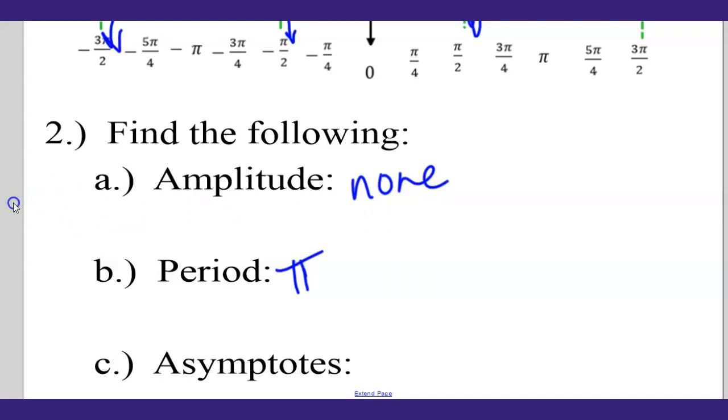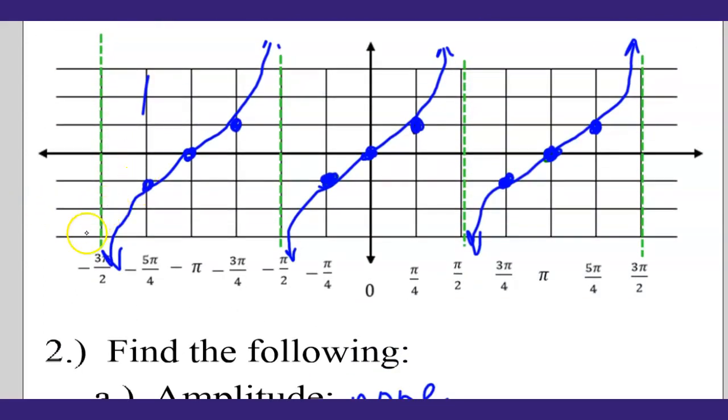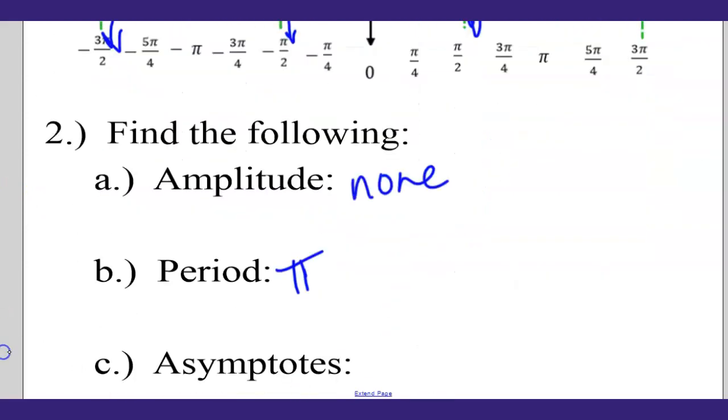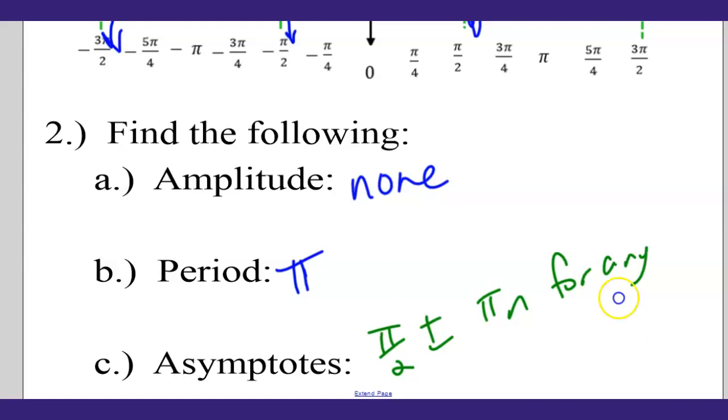And then the asymptotes, again, we can look at the graph. Negative 3 pi over 2, negative pi over 2, pi over 2. And again, they're all the distance of pi. So we're going to define that as pi over 2 plus or minus pi n for any integer n. For any integer n. There we go, for any integer n.